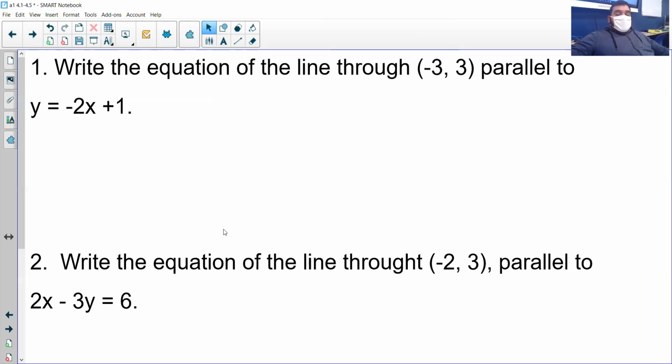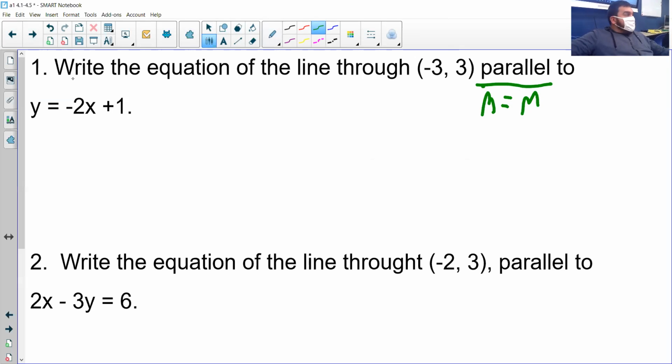Now, let's talk about this. What do we know about parallel? We just talked about it. Good, and then in terms of our notes, what are the slopes? The same. So whatever this line is, the M is going to be the same as the M over here. Which means, what's the slope in this equation? -2, good. So my slope is -2.